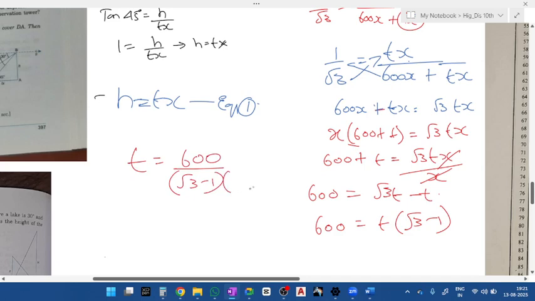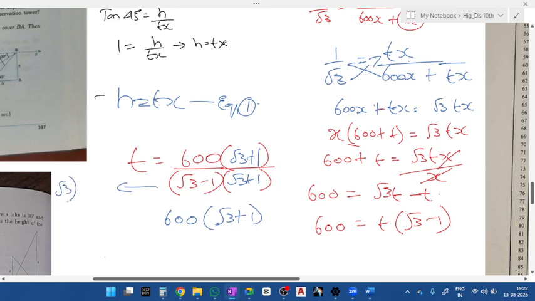Okay, this is an irrational number. How do you rationalize this? How do you rationalize, students? Yes, root 3 plus 1 into 1. So 600 into root 3 plus 1 divided by, what is a plus b into a minus b? A square minus b square. So 3 minus 1 is 2.